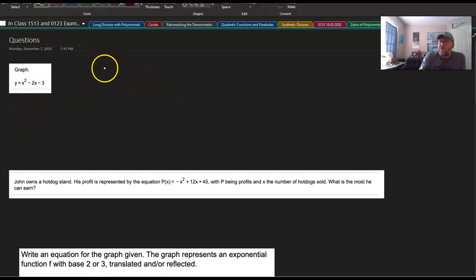Look at this. We want to graph this equation. So this is going to be a parabola. It's going to look something like this. Okay. Let's talk about the things that we can figure out really quickly.